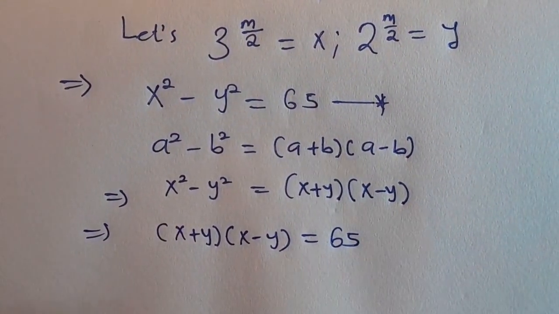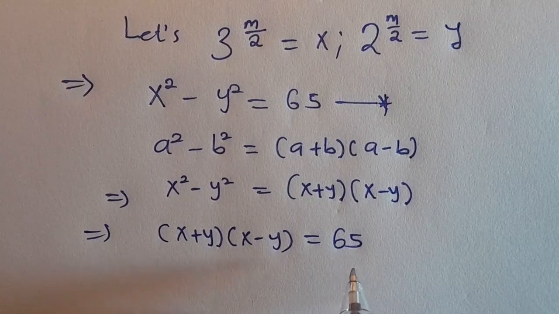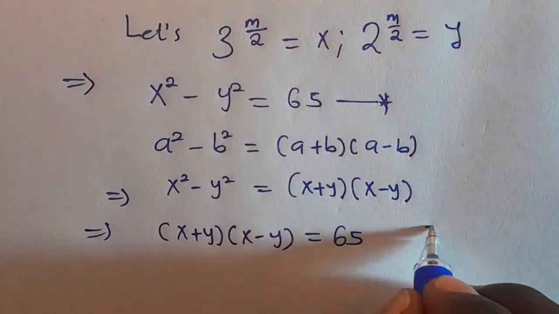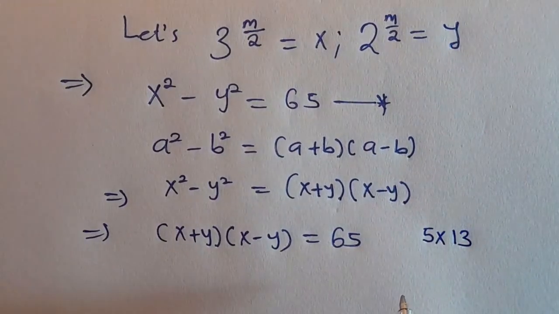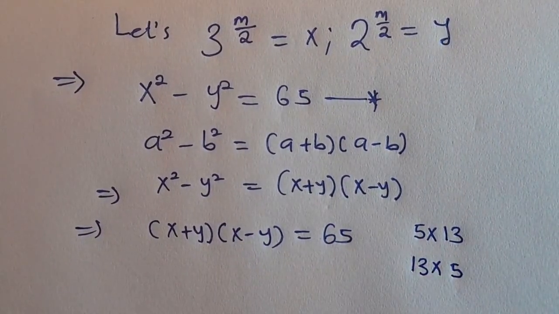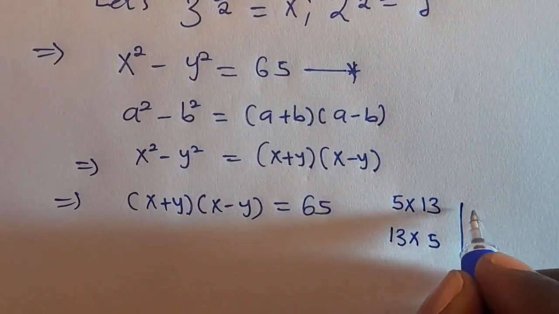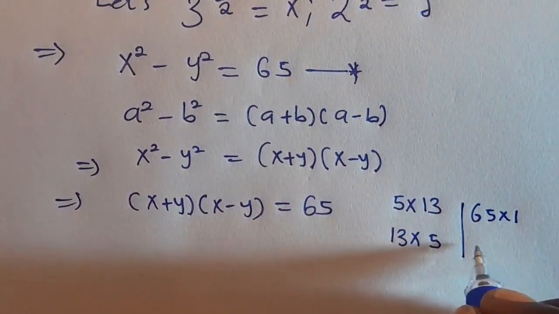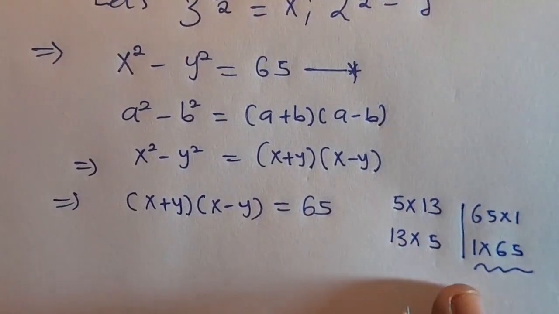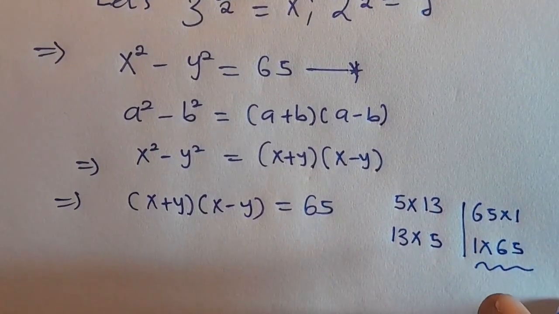But let's take a look at the multiples of 65. We can have 65 as 5 times 13, or 13 times 5. We can also have 65 as 65 multiplied by 1, or 1 multiplied by 65. But mind you, we don't want these two expressions, because they are not going to give us the solution we are looking for.